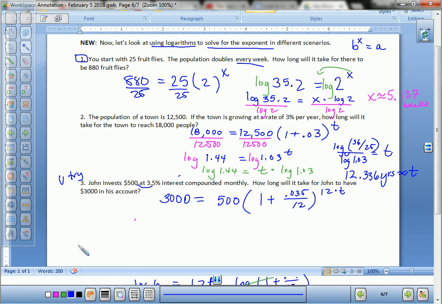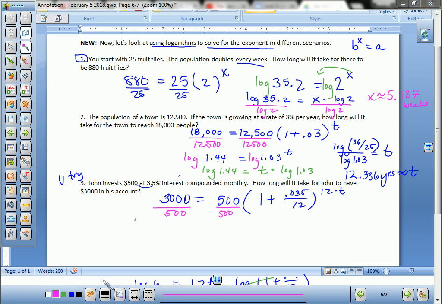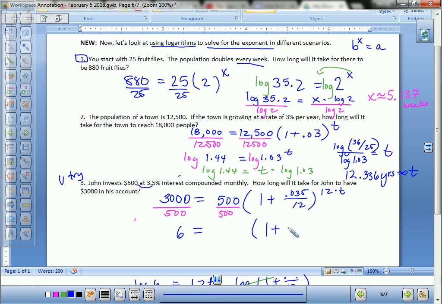Okay? So when we go to solve this problem, the first thing we'll do is divide by that 500, which I told you was 6 times the original amount. So what does it turn into over here? 6. If we divide this out, it gets ugly. It's not a pretty decimal, so we're just going to leave it like that.